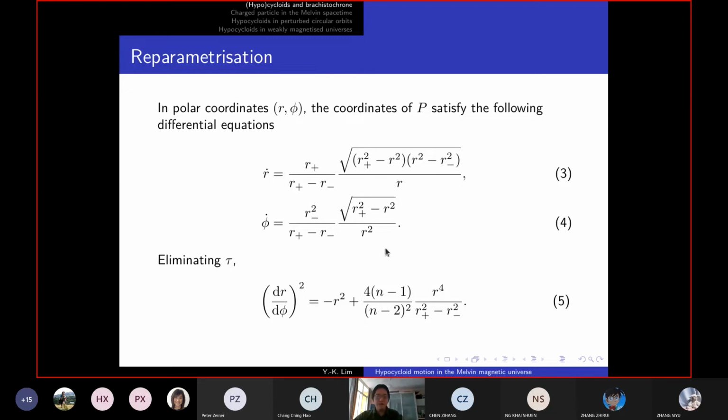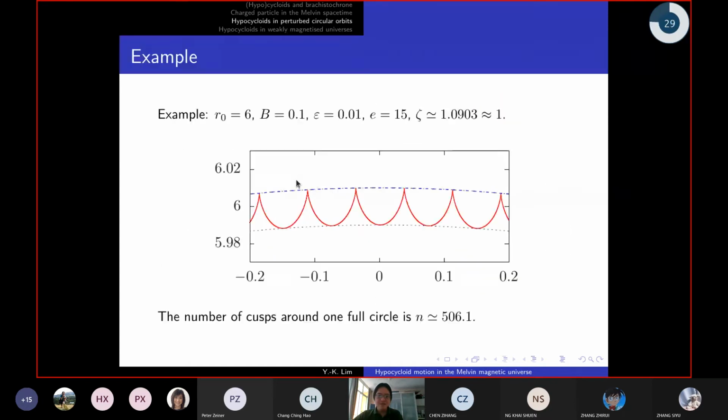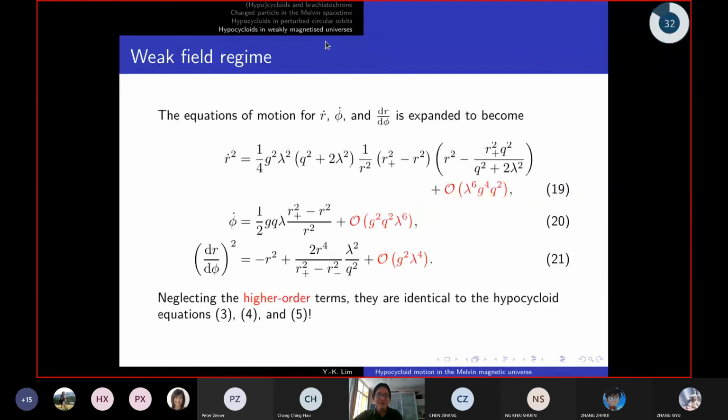So I guess we have answered the question that arose when we looked at John Baez's Twitter account: are they the same or not? And yes, they are the same in the regime where the magnetic field is weak. So this is the second situation where the hypocycloid happens.